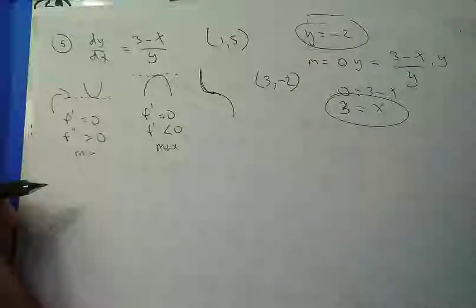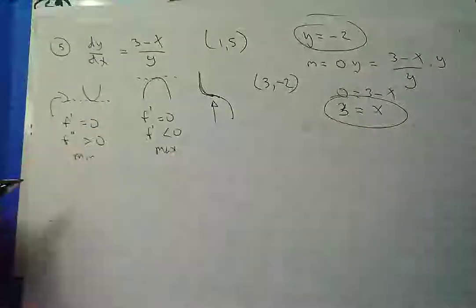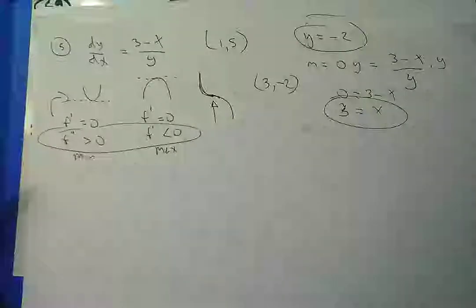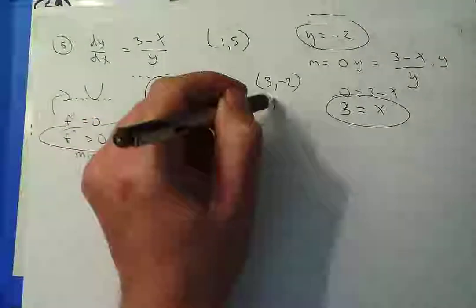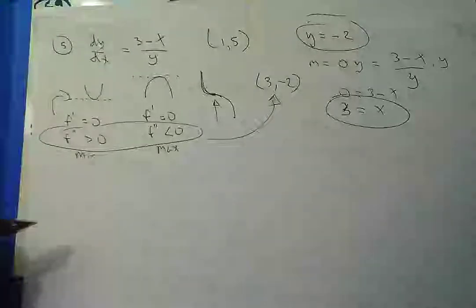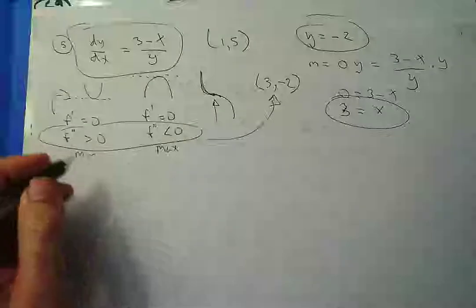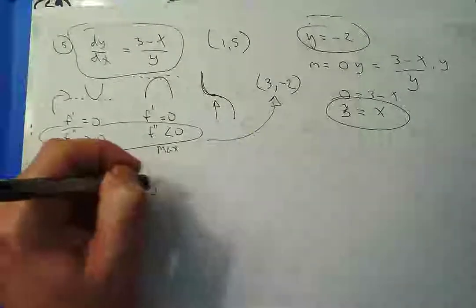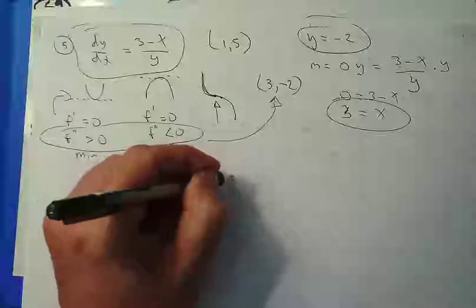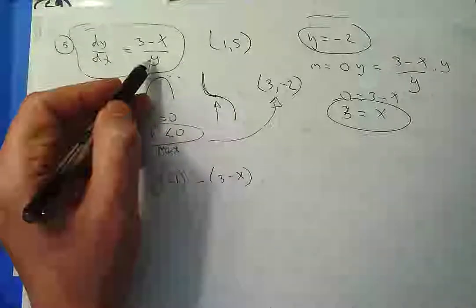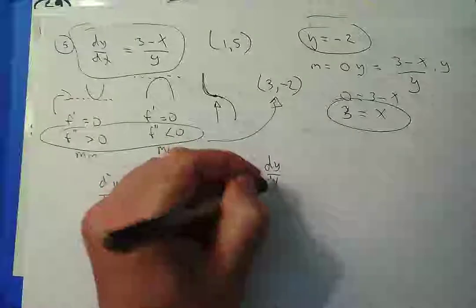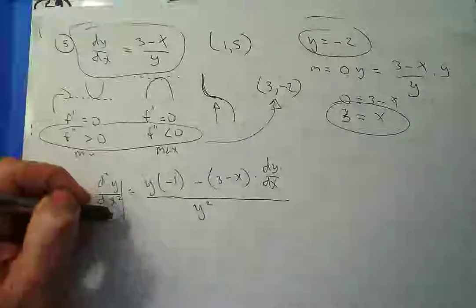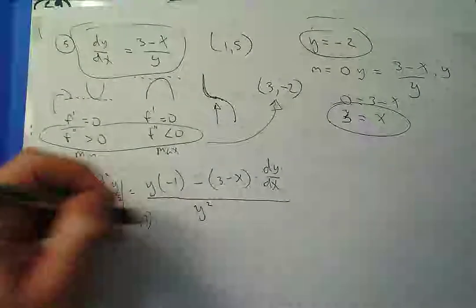And if you have second derivative equal to 0, you have this case here, which is neither a min nor a max. So in order to figure this out, we need to determine the value of the second derivative at this point of 3, negative 2. So we need to take the second derivative, which means quotient rule. The second derivative would be low d high minus high d low. Now the derivative of y with respect to x is called dy dx over low squared. Well, we want to evaluate this at the ordered pair 3, negative 2.